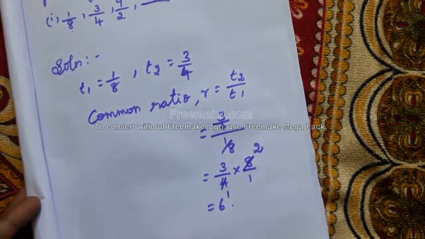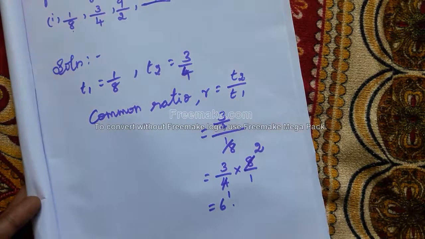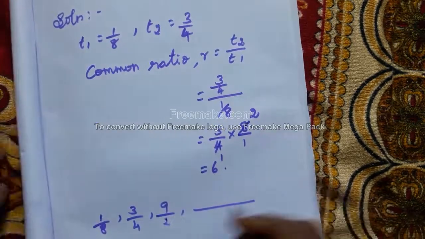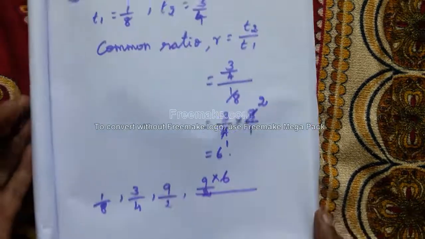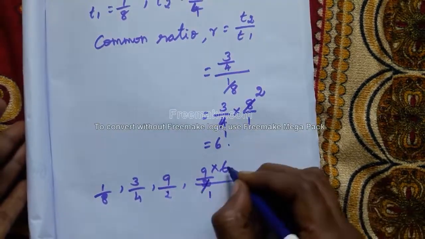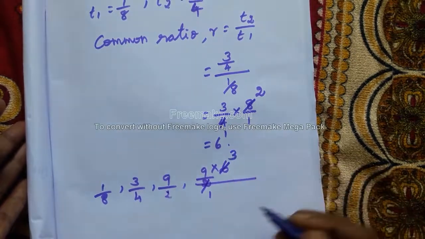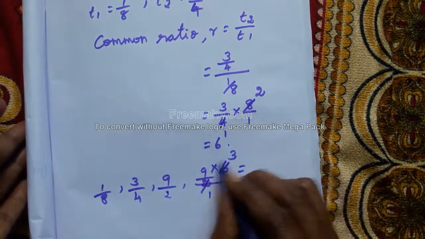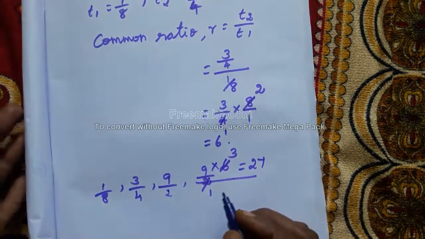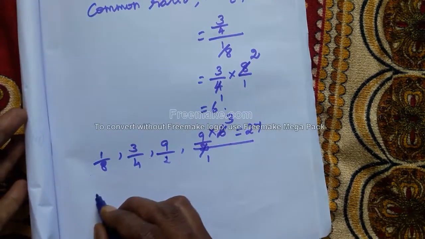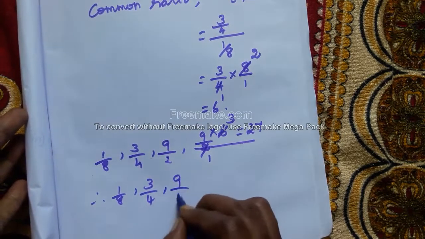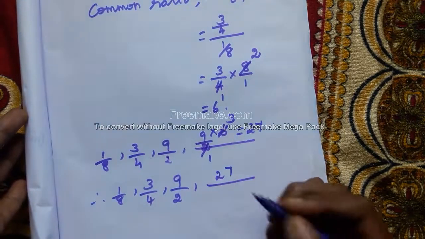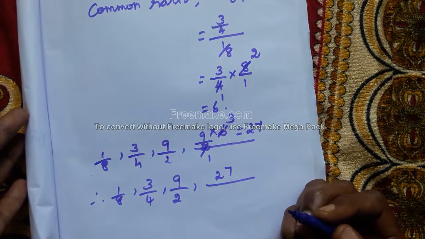Okay. So 1 by 8 comma 3 by 4 comma 9 by 2 comma, next term: third term into 6. So 1 2 is 2, next 3 2s are 6, it is equal to 9 3s are 27. What's the next term? 27. Therefore 1 by 8 comma 3 by 4 comma 9 by 2 comma 27. Clear, students? Any doubt in here? Okay.